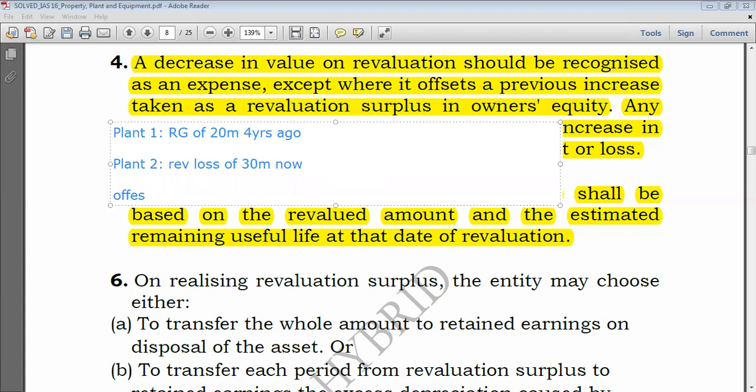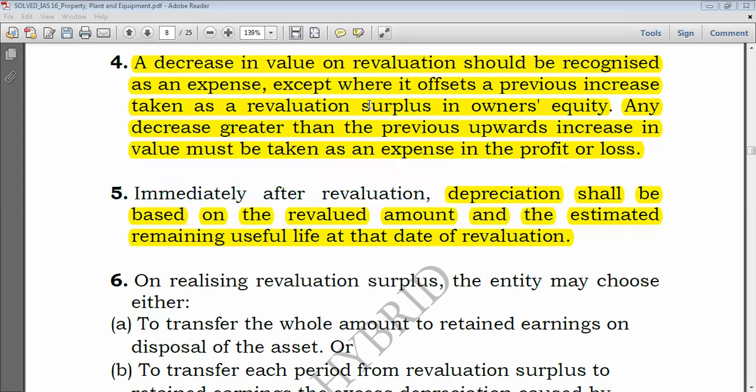Offsetting, I'm repeating again, is only allowed on the same asset. This is what we do. Offsetting is only allowed on the same asset, nothing more, nothing less.